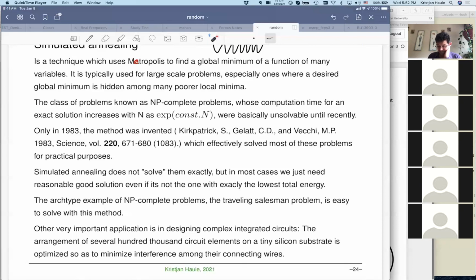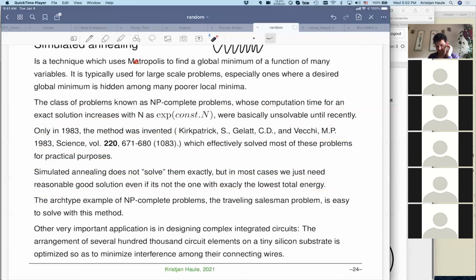So finding the global minimum of a large dimensional function is an NP-complete problem, whose computation time increases exponentially with n. This was basically unsolvable until 1983, when this gentleman invented simulated annealing. Of course, simulated annealing, as I said, does not solve the problem exactly, because it does not guarantee that you're going to get the global minimum.